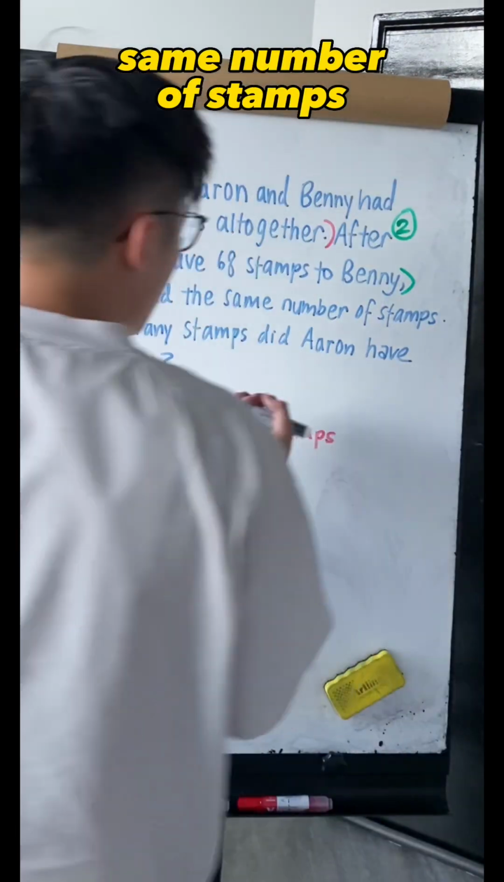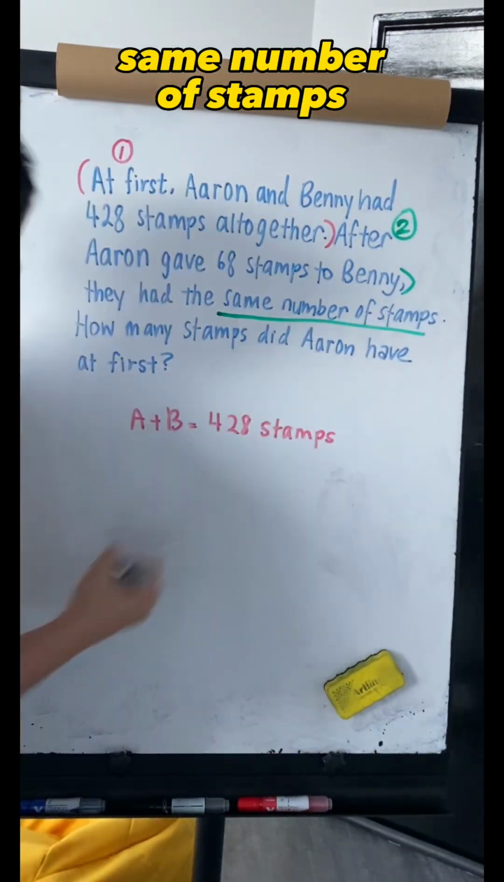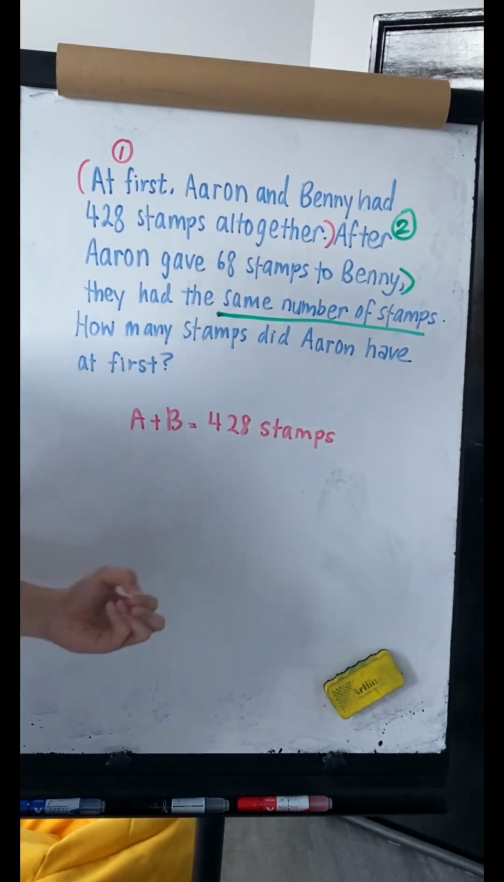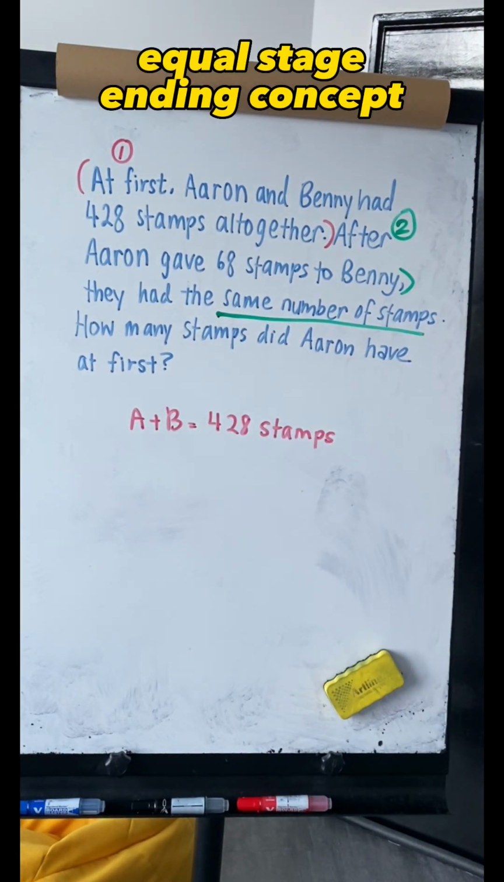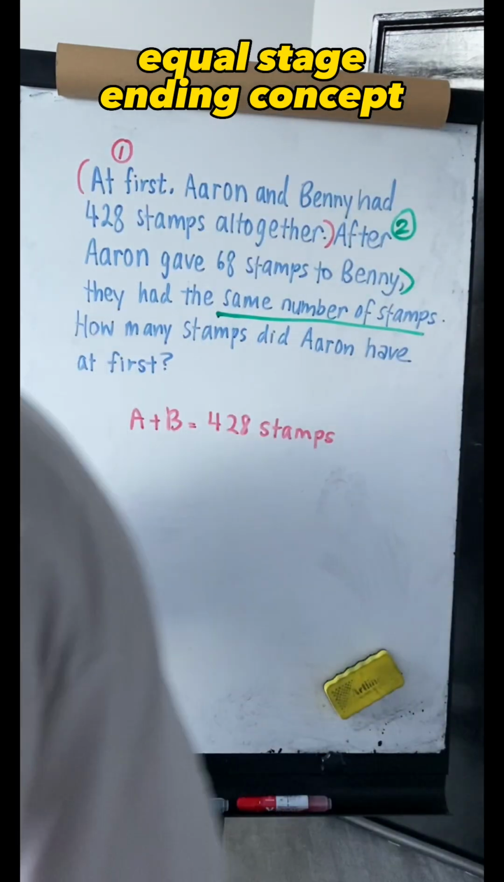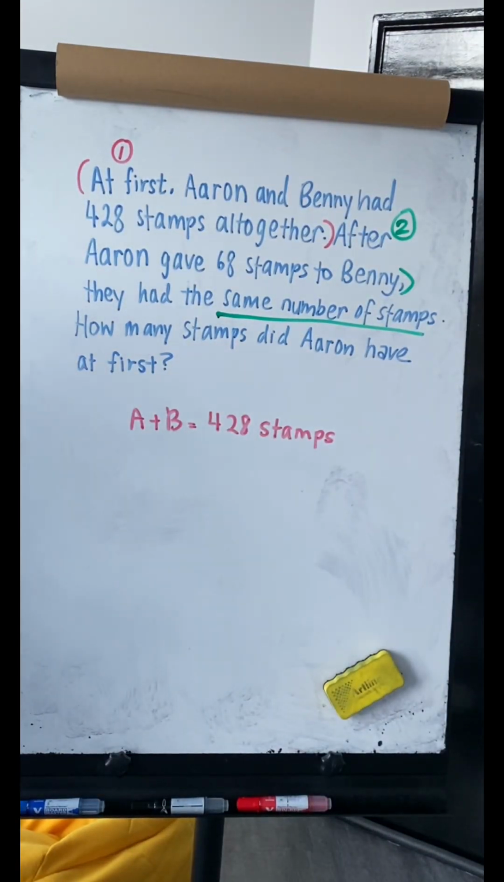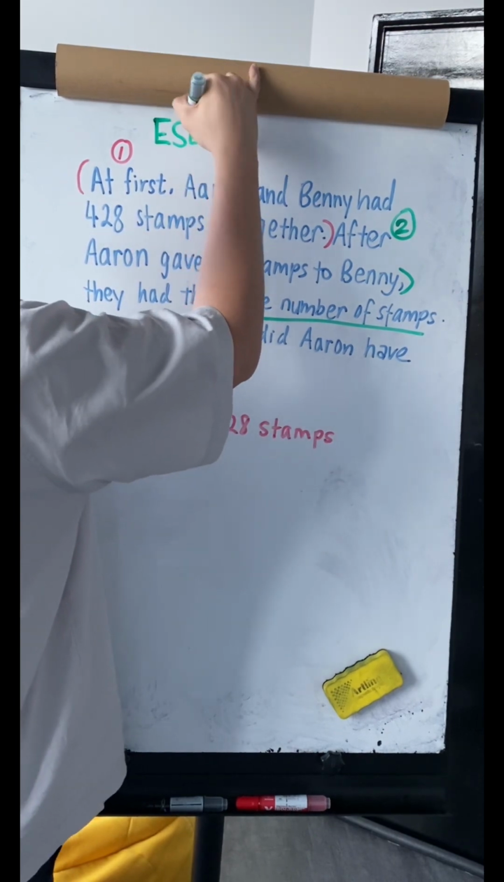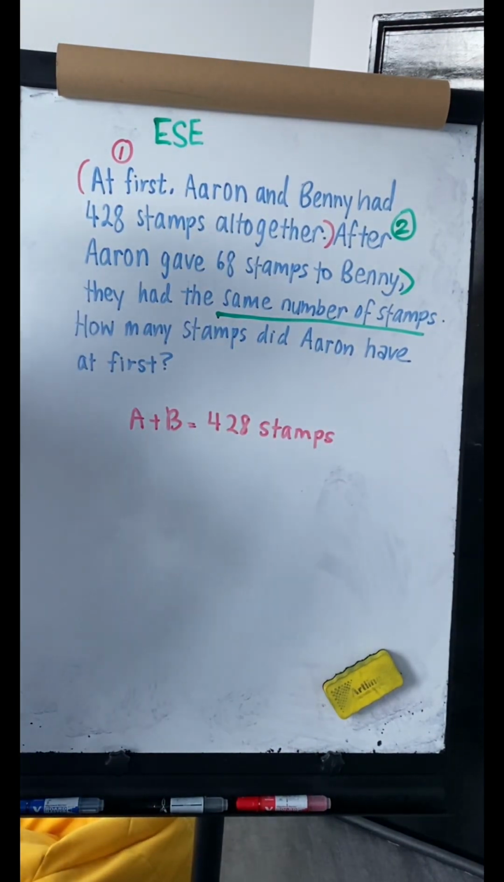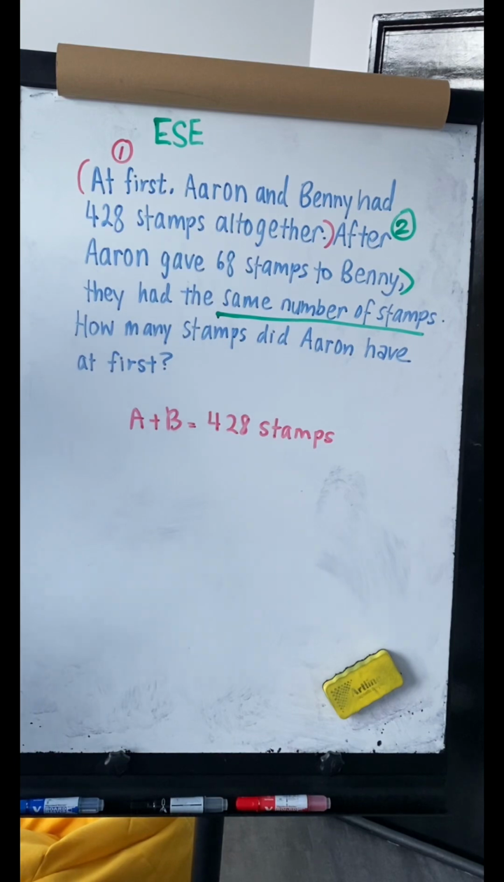Then I continue reading, and I realize that they had the same number of stamps. Now, what does the words same number tell you, especially if it is in the final sentence? It tells you that this is an equal stage ending question. Do you all agree with me? So we call it ESE, right? Now, whenever it is an equal stage ending, what is it that I have to do?